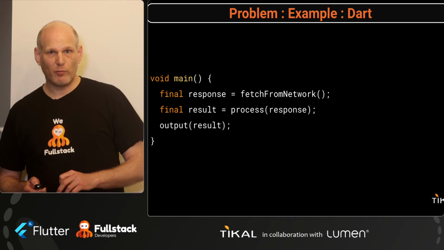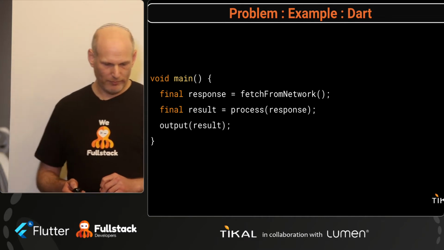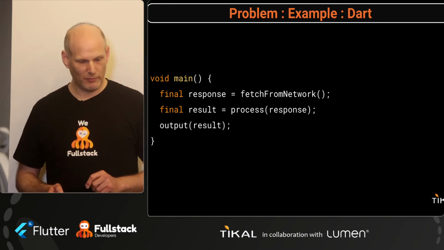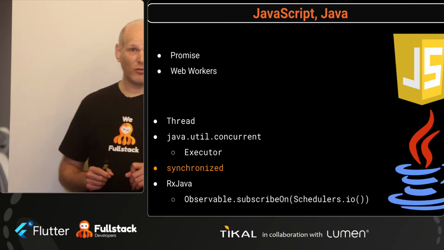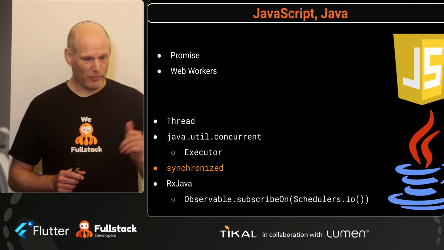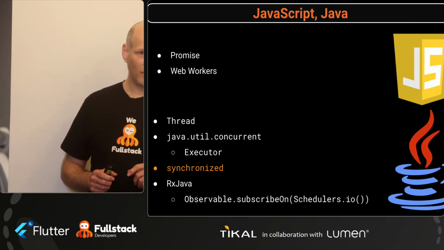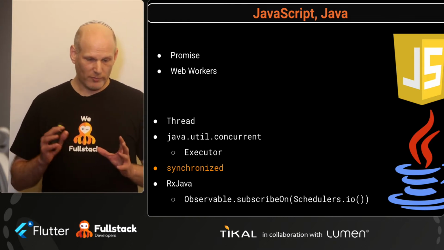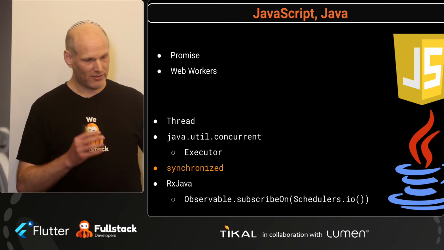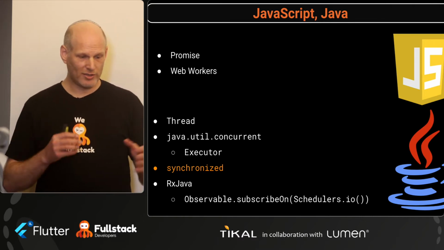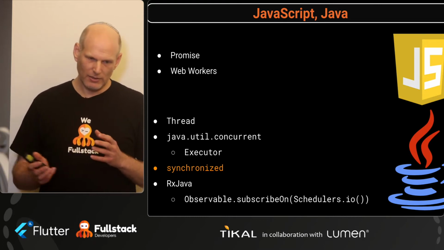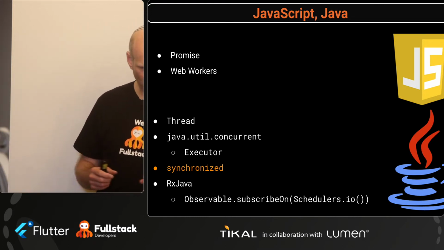Let's look at some more of the popular languages that we might be familiar with as mobile developers. In JavaScript, which is single-threaded, there's promises and web workers. Even though JavaScript itself is single-threaded, which means that it's not really multi-threaded, it's simulated.